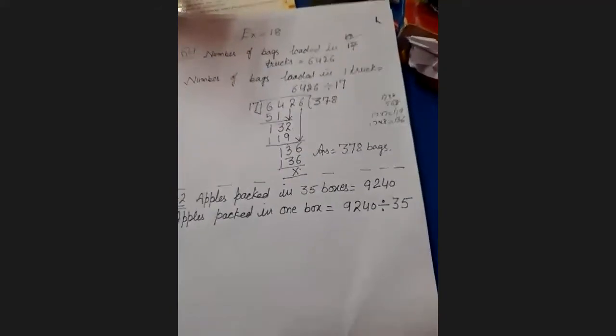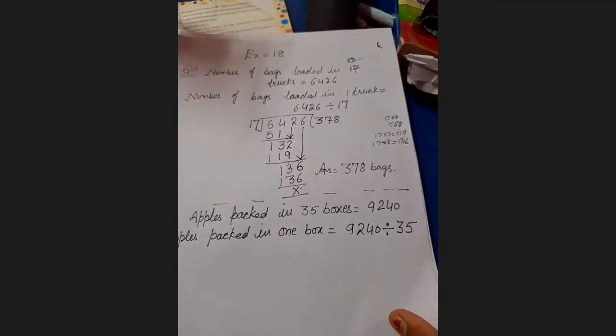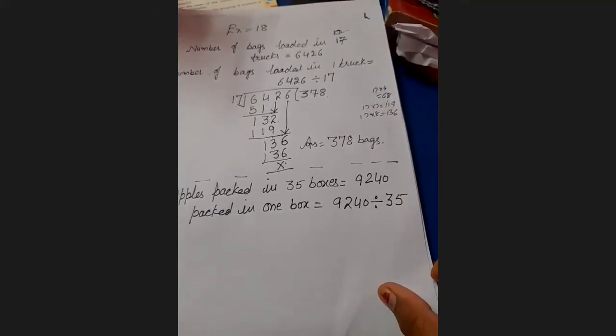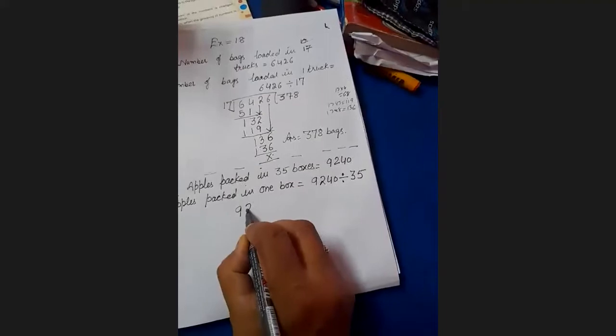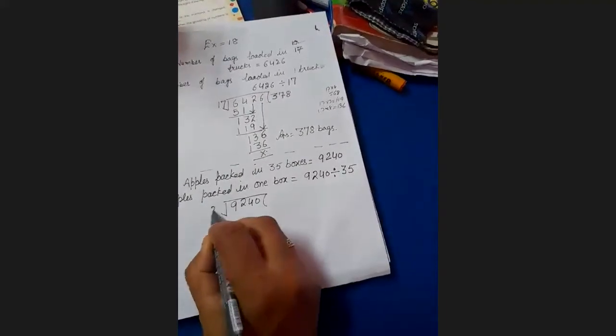35. Yes, friends, to find how many apples were there in one box, we will divide 9,240 by 35. Clear, beta? Now divide 9,240 by 35.